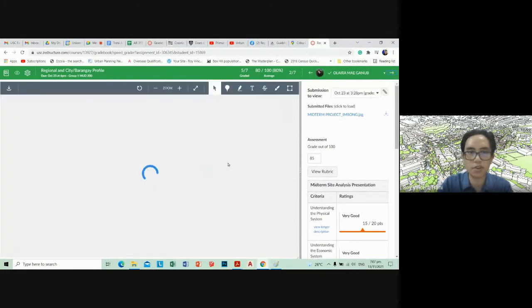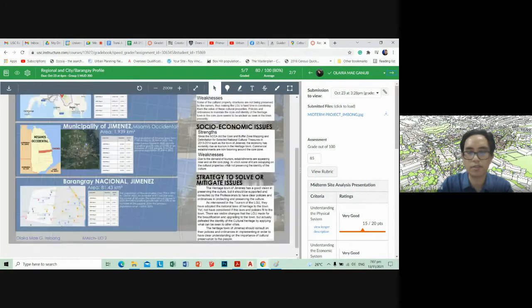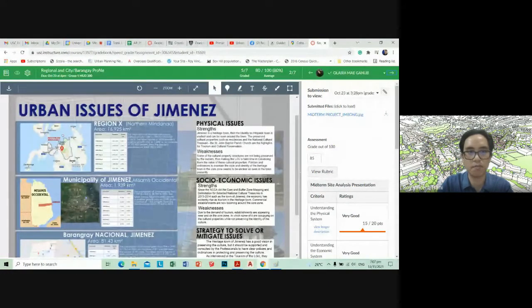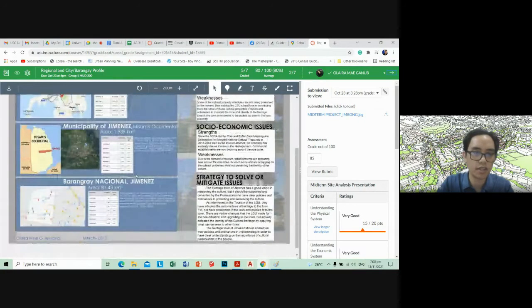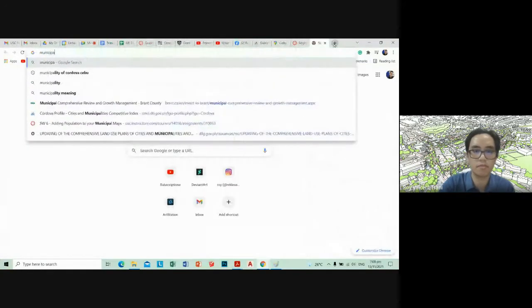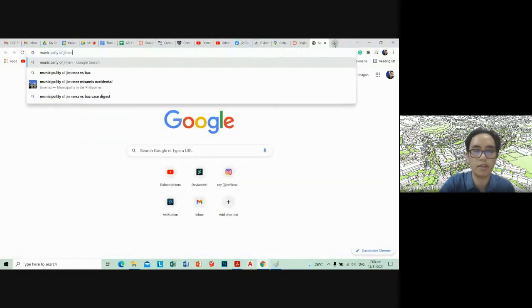So now let's try to record the pattern of development, or try to guess what kind of development pattern our individual cities are using. Let's look at the municipality of Jimenez.